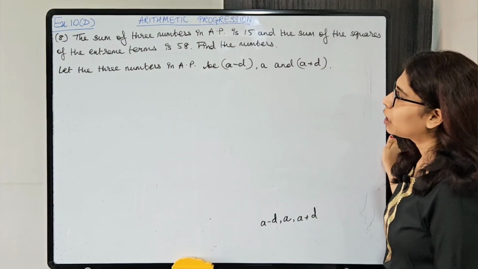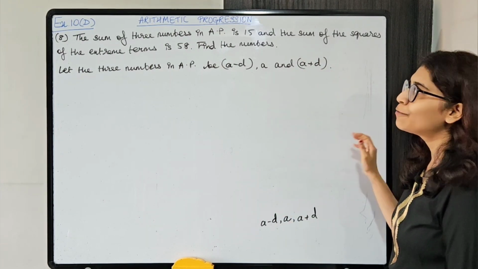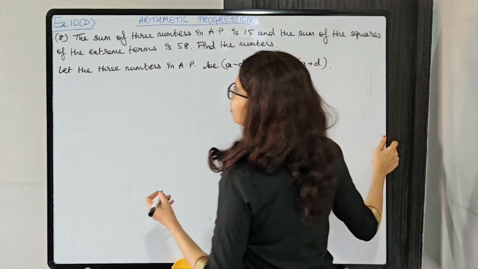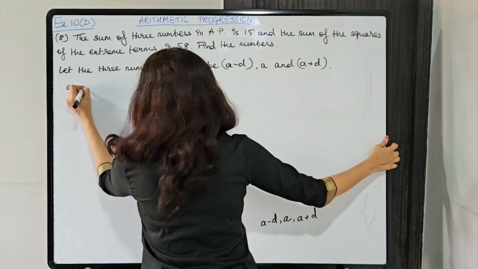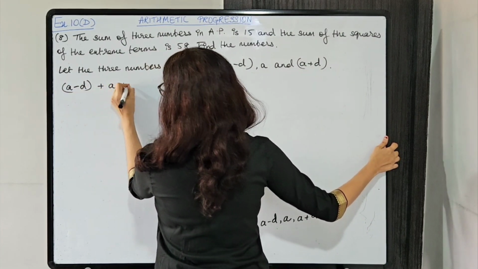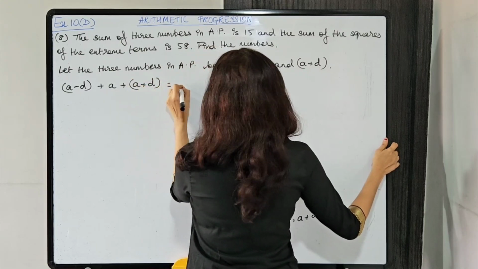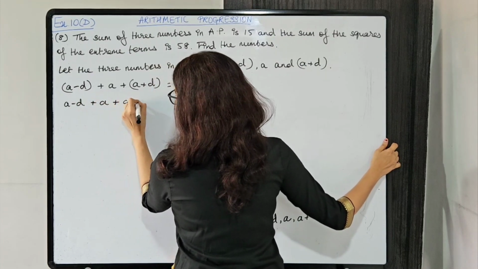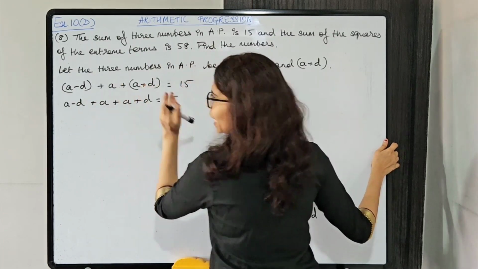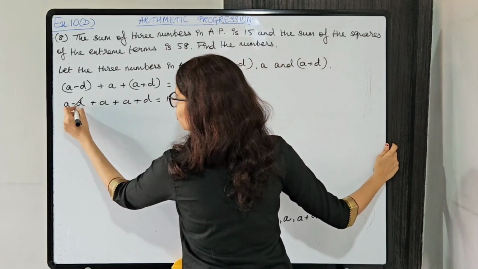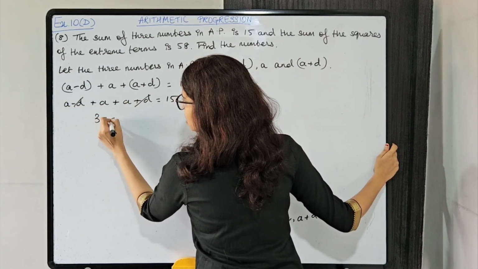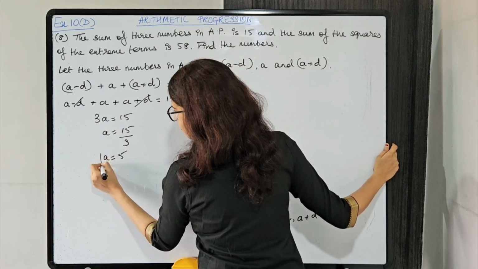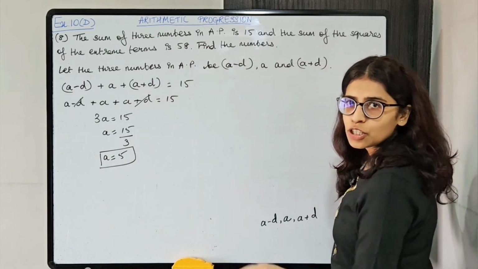Okay. Now the sum of three numbers in AP is 15. The first condition is given, the second condition is also given. So first condition, the sum of all the three terms, that is A minus D, A and A plus D, is 15. So opening the brackets, students, I will suggest putting the brackets. Okay, better to put them. So 3A is 15, that is A is 15 by 3, which is 5. Okay.